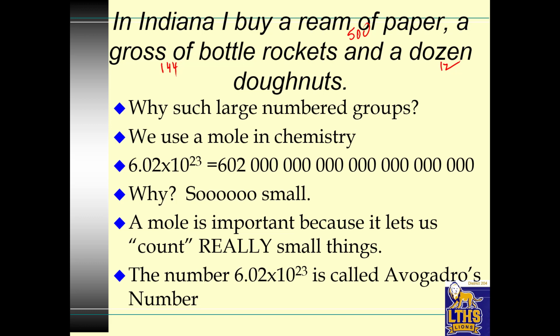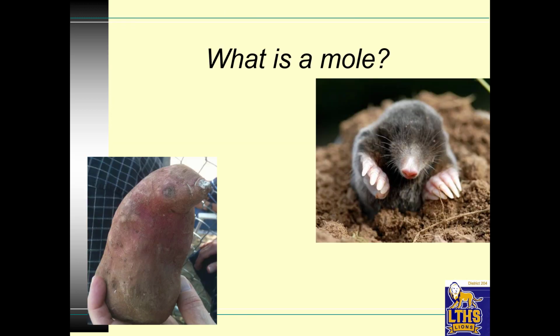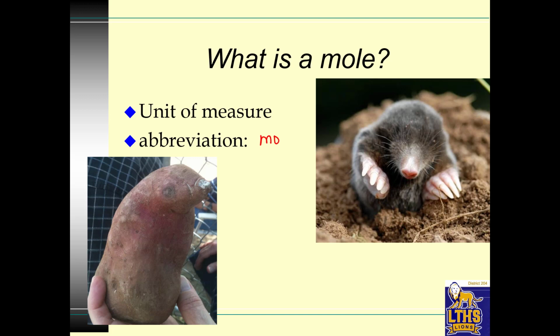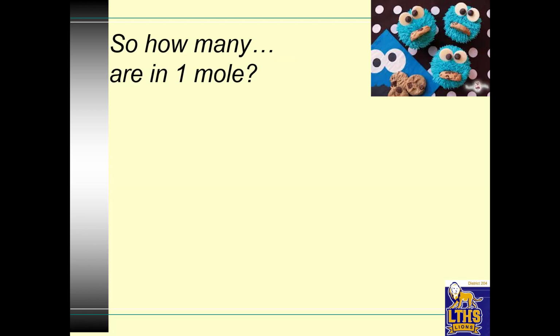So this number, 6.02 times 10 to the 23rd, is called Avogadro's number. So if I say Avogadro's number, you should think 6.02 times 10 to the 23rd. If I say a mole, you should think 6.02 times 10 to the 23rd things. Okay? So a mole is a unit of measure, and for a little animal, its abbreviation, believe it or not, is mol, because it's a lot easier to write mol than mole. Okay? So a mole is mol, it's a unit of measure, and we can count with it, we can weigh with it, and we can find volume in it.